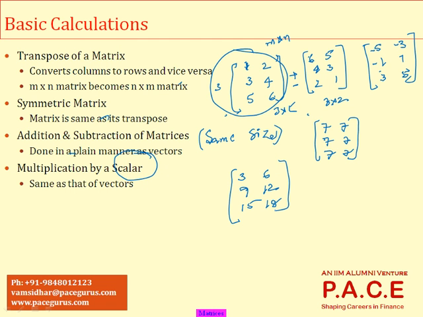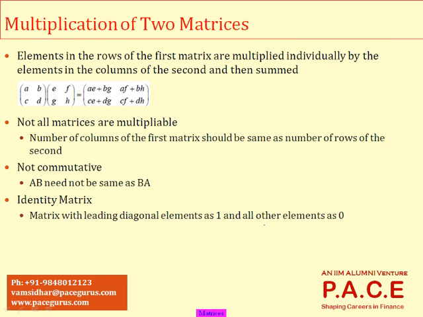Because a vector is a special case of a matrix, all the things we have done in vectors work more or less the same way in matrices also, or probably it should be the reverse. All the things that work in matrices should be applicable directly to vectors. So the addition, subtraction and multiplication by a scalar remain the same whether it is in vectors or in matrices. So these are some of the things you have to be comfortable with.